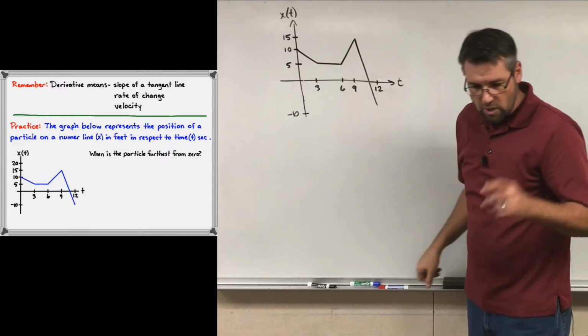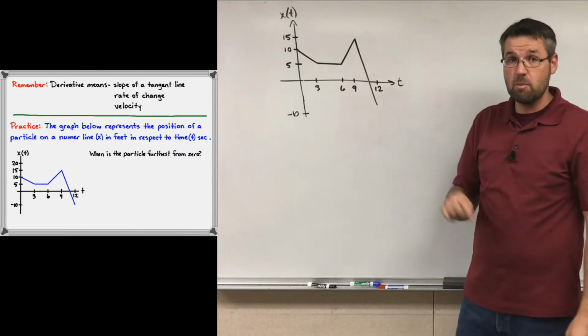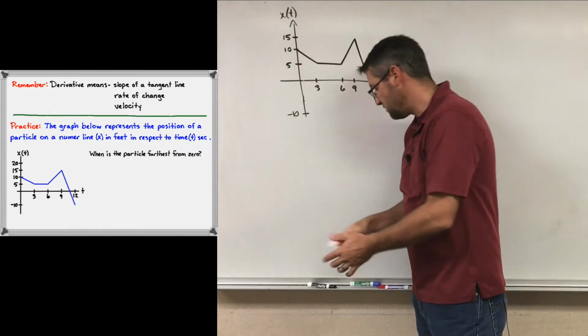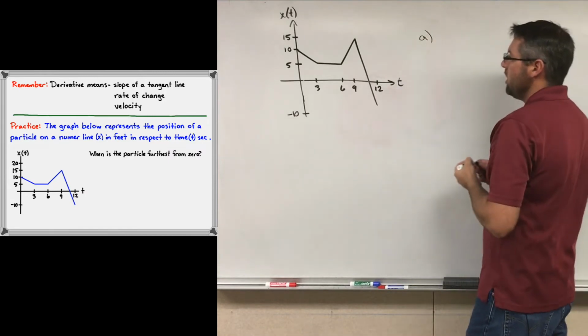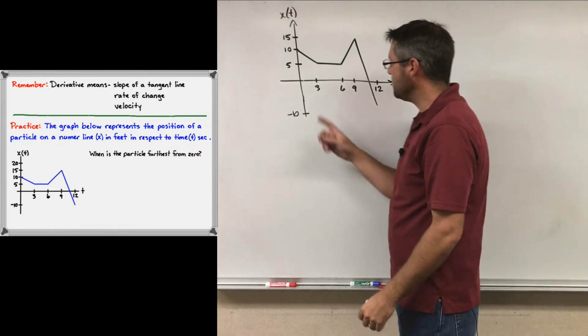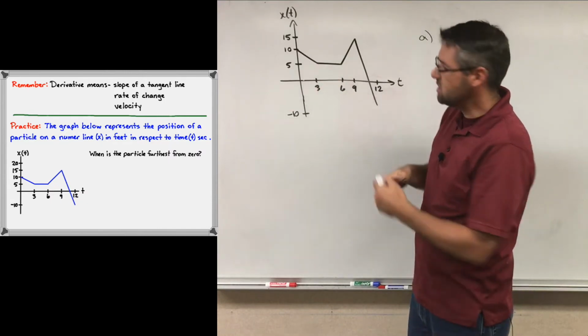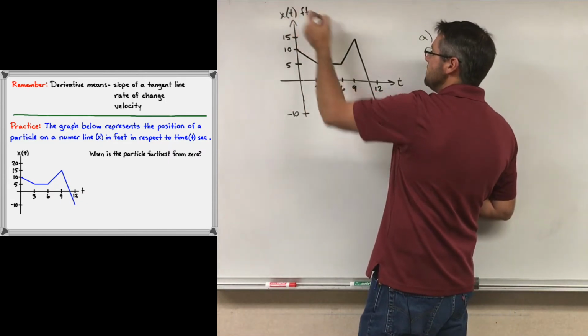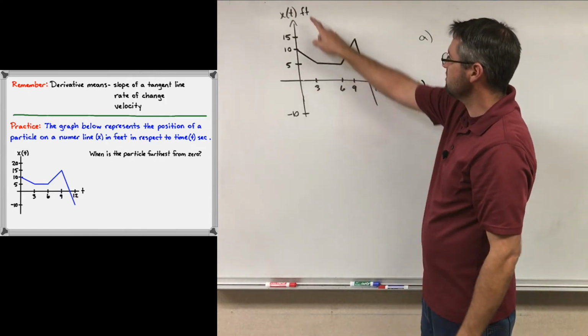But anyways, the question is, when is the particle furthest from 0? 0 on the number line, not the origin on this graph. So when is the particle furthest from the origin? Well, just identifying some points, at t equals 3, the particle is at 5. The units on this were feet. It's 5 feet from the origin. So 3 seconds in, it's 5 feet from the origin.